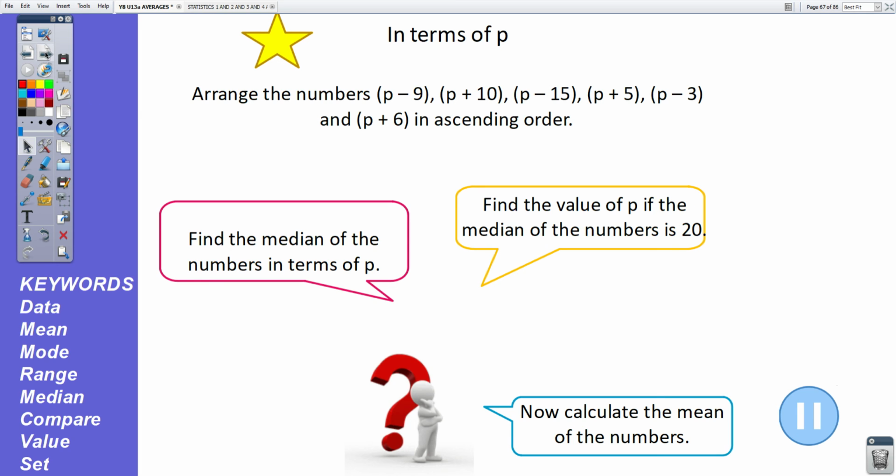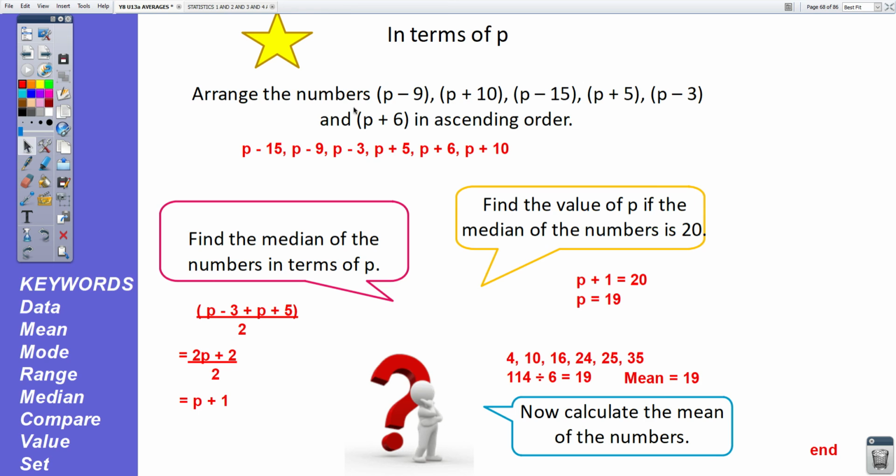Okay, let's see how you've done. So, numbers in order. Well, they all start with P, so we can forget about that when we're putting them in order. And then it's negative 15, negative 9, negative 3, plus 5, plus 6, plus 10. So P minus 15, P minus 9, P minus 3, P add 5, P add 6, P add 10. There we are, the rolling order. Find the median of the numbers in terms of P.